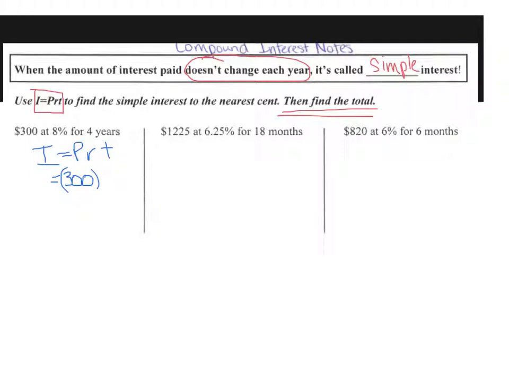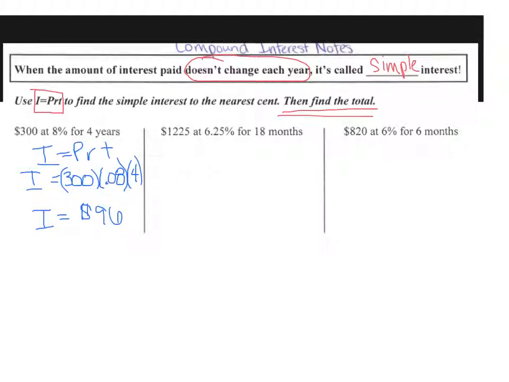R is our rate. 8% as a decimal is 0.08. And T has to be time in years, so our time is 4 years. So our interest is going to be equal to 300 times 0.08 times 4, which gives us a total interest of $96. So the interest here is $96.